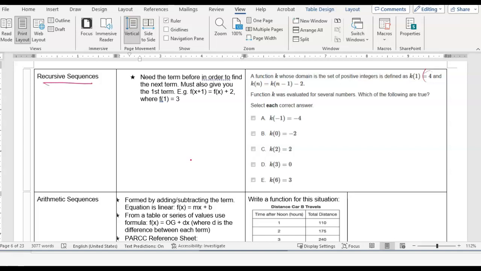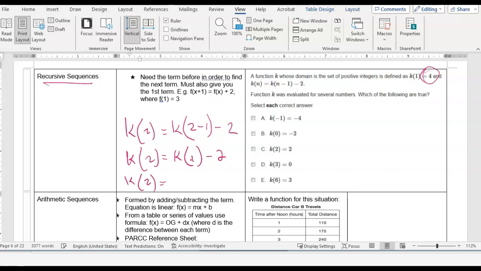So if we were to look, for example, at k of 2, then that would be k of 2 minus 1 minus 2, or that means k of 2 equals k of 1 minus 2. We know k of 1 is 4. That means that this k of 2 equals 4 minus 2, or 2. So we know that this one right here is definitely true. And so that means that as the sequence is moving along, it's going down by 2, right?